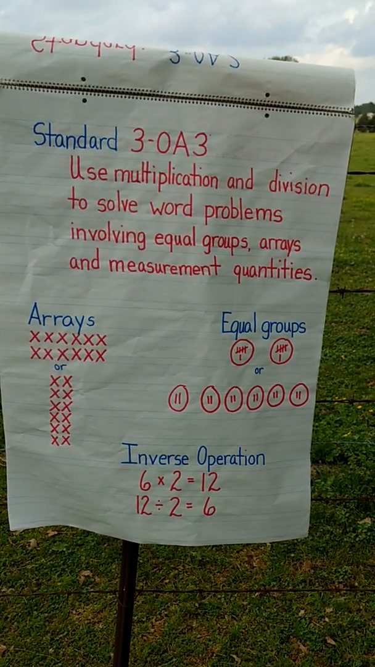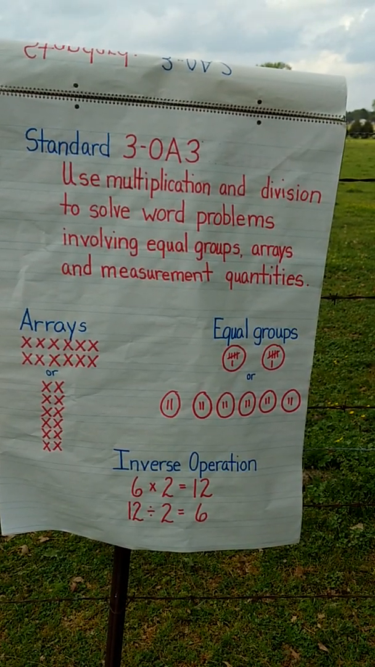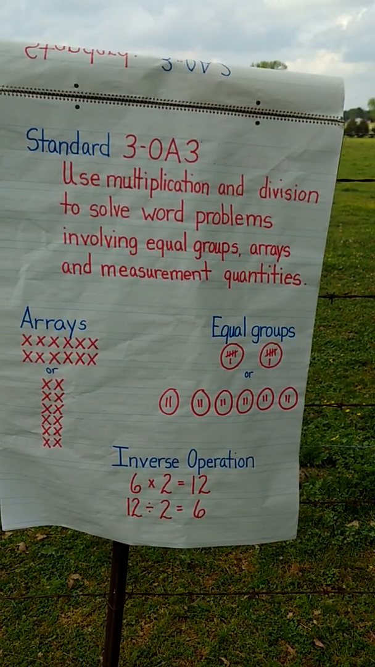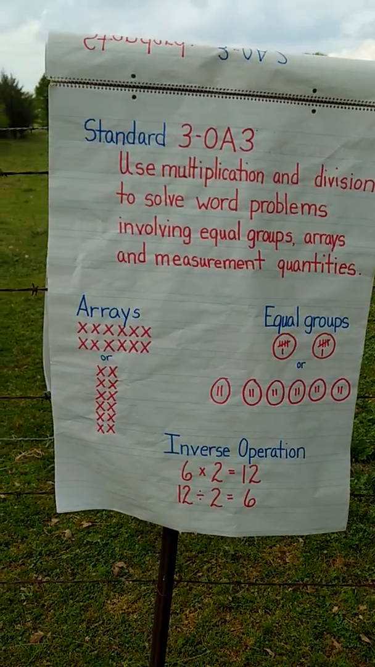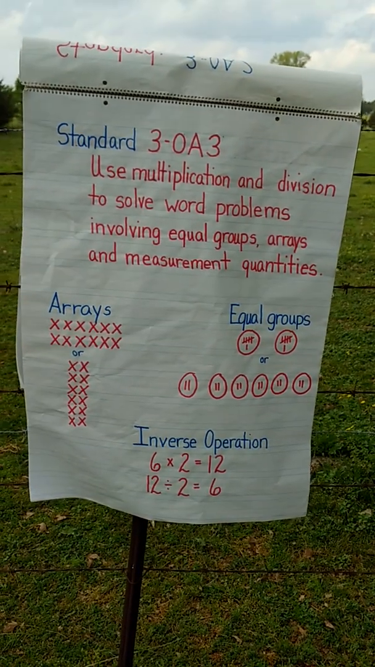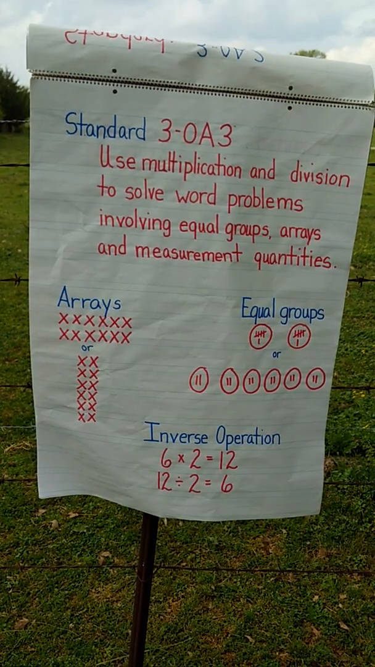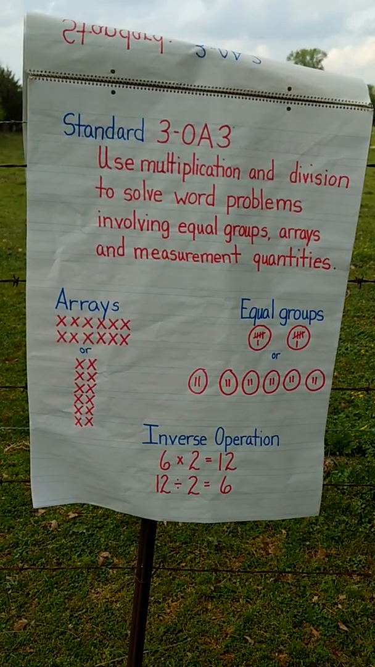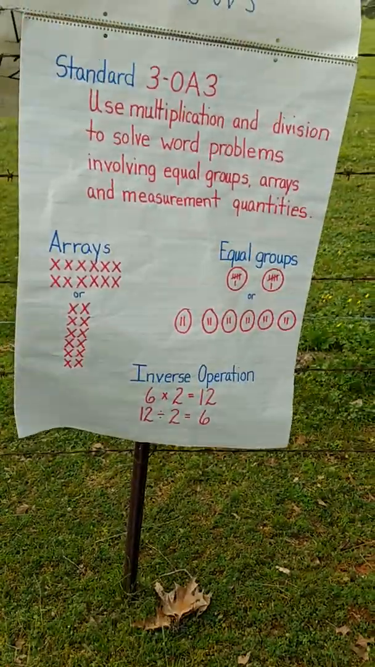My first picture has 2 groups with 6 tally marks in each group. Then I've done the commutative property, which would be 6 groups of 2. So now we also should know that inverse operations can help us when solving a multiplication or division word problem, and that is that the opposite of multiplication is division. So we can always turn a multiplication problem into a division problem.